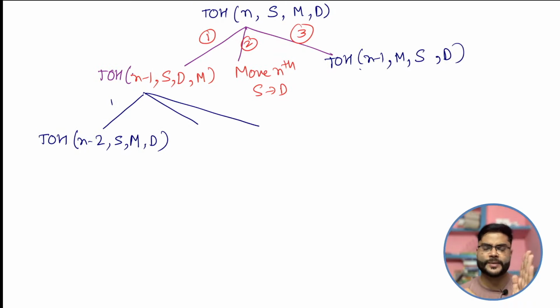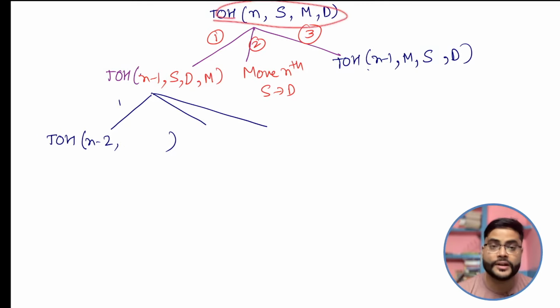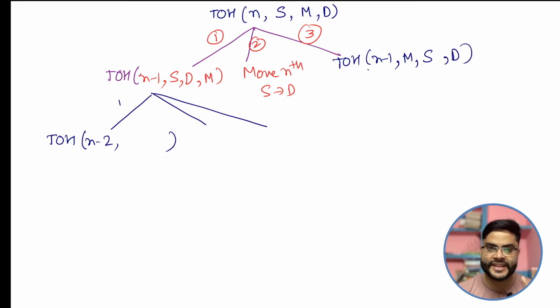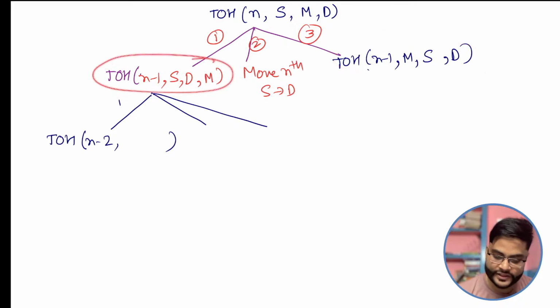My source will remain the same. In the first call, I will move from source, but my middle and destination will keep on changing at every call. So in every function call, we are performing 3 steps and we are calling 2 recursive functions.